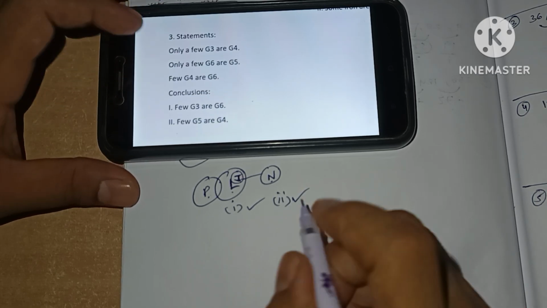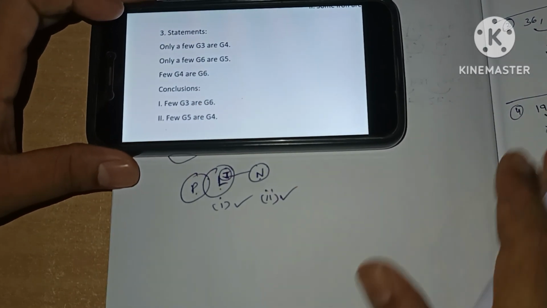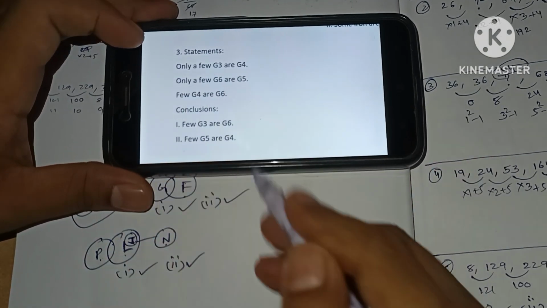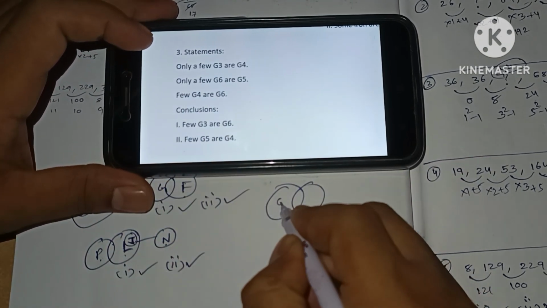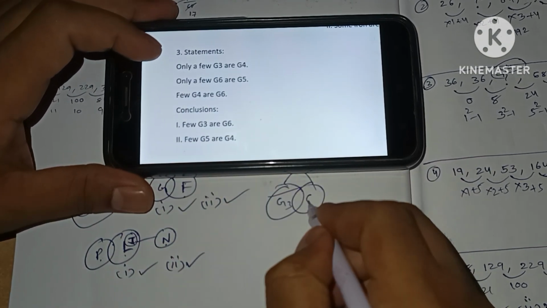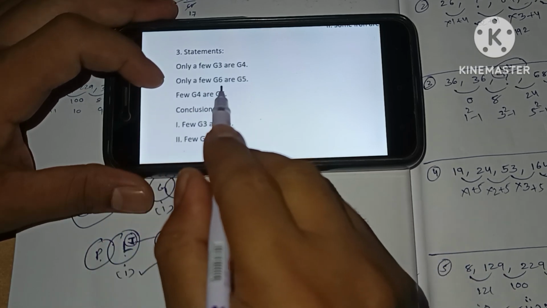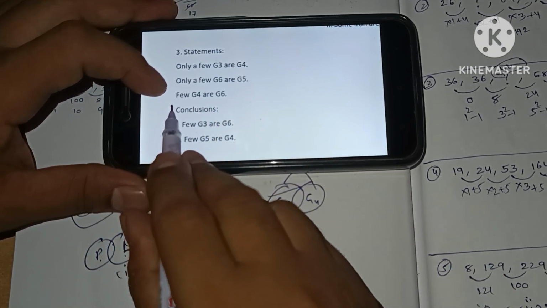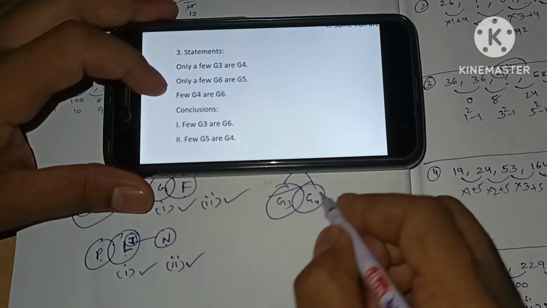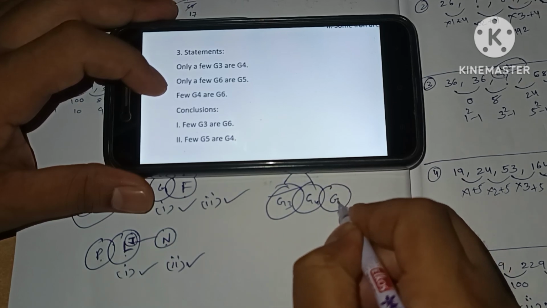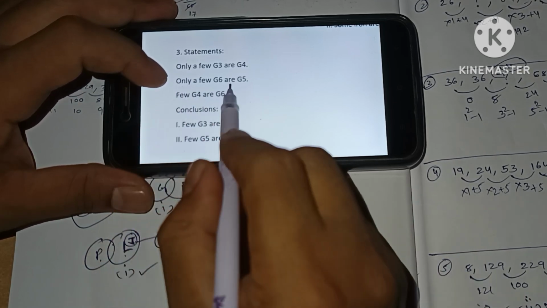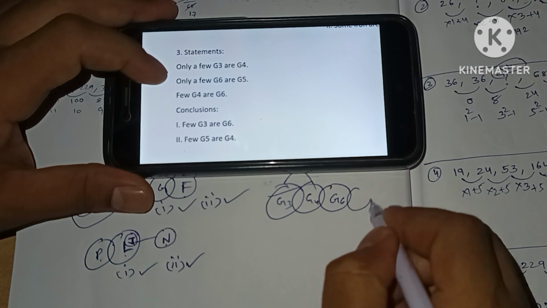Let's see the third one. Only a few G3 is G4. Only a few G6 is G5. Few G4 is G6. Few means some. Only a few G6 is G5.